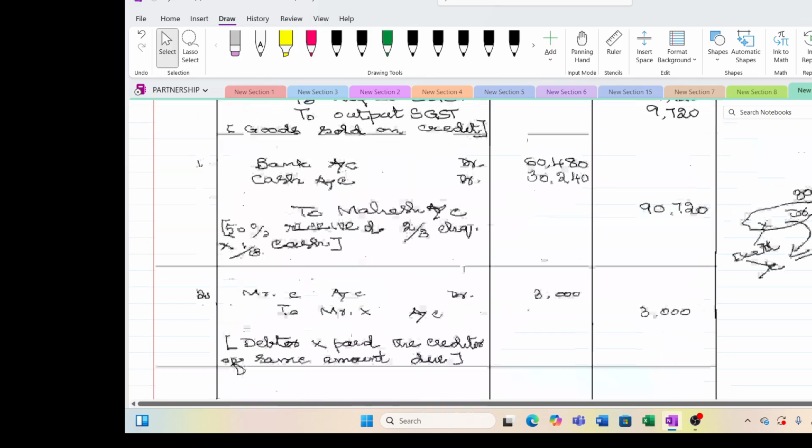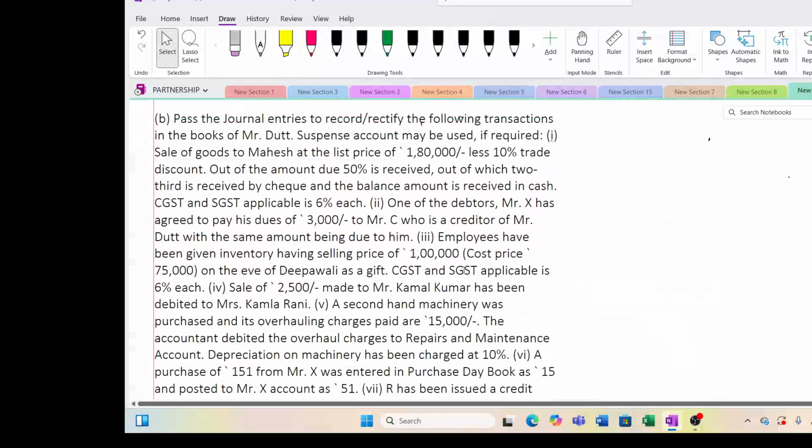Understand? Now coming to the third entry. Now what they say is that employees have been given inventory having the selling price of 1 lakh. Cost price is 75,000, on the eve of Deepavali as a gift.